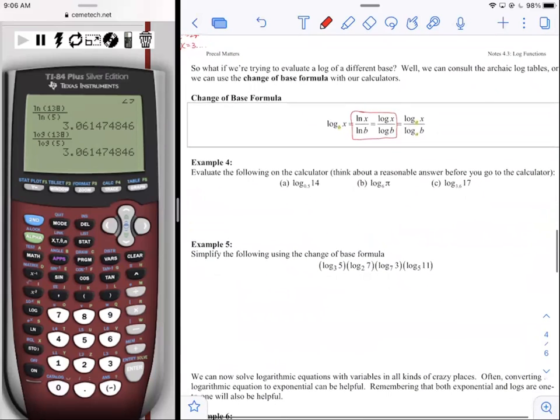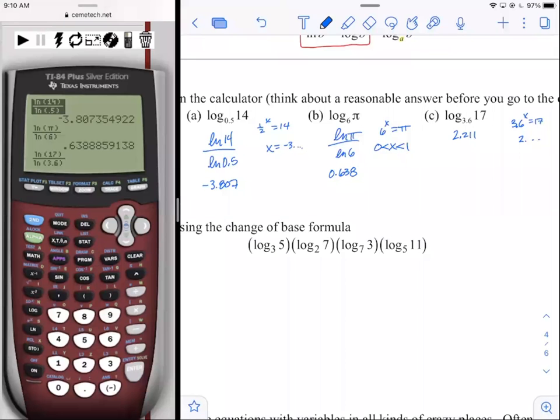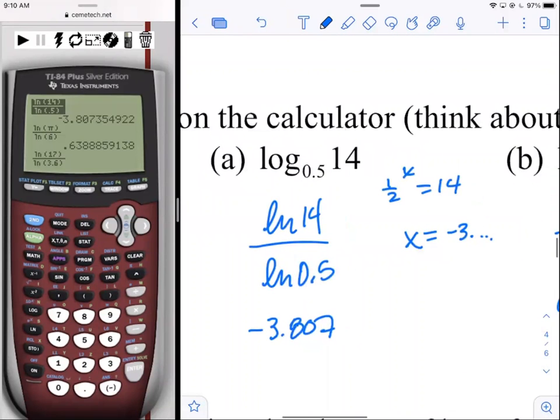Okay, example 4. Evaluate the following to 3 decimals on your calculator. Show your setup and try to think of a reasonable answer before you type it in. I'll give you 3 minutes, 1 minute apiece, to do these on your own. On your marks, get set, and go. All right, so for the first one, log base 1/2 of 14.